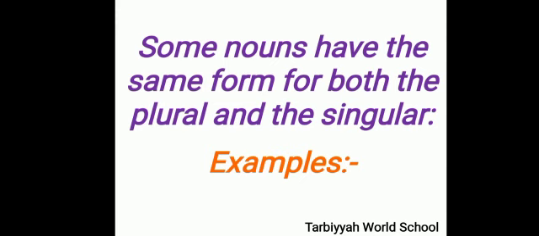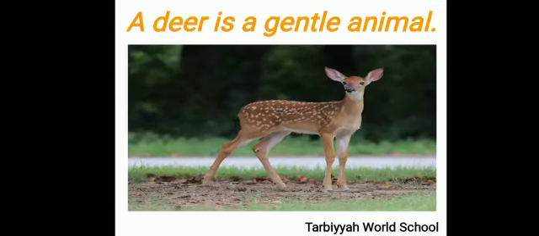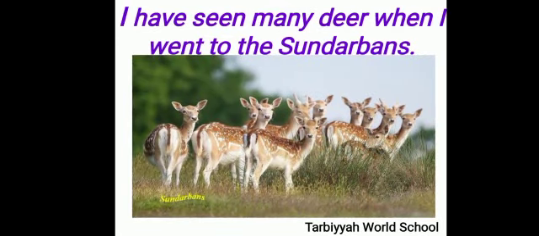Now, let's see the example. A deer is a gentle animal. Singular. Now see the example. I have seen many deer when I went to Sundarban. Okay. So this is the example of plural. See, some such nouns are sheep, aircraft, furniture, and Chinese.